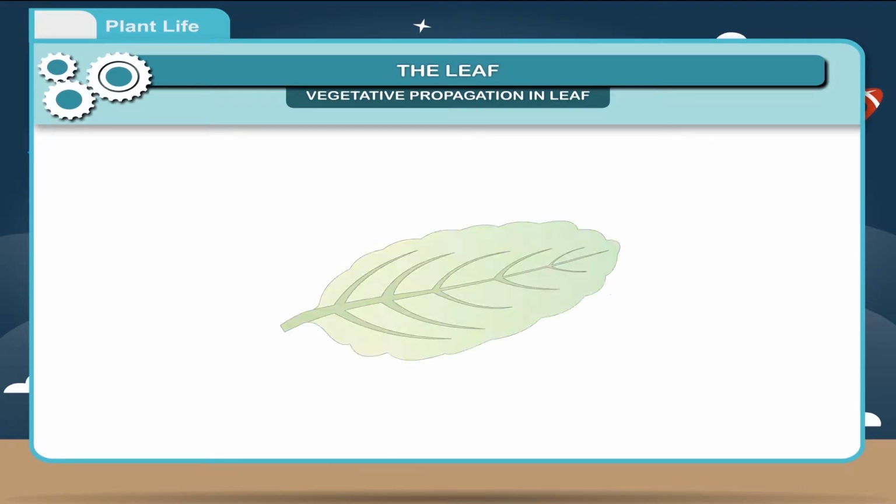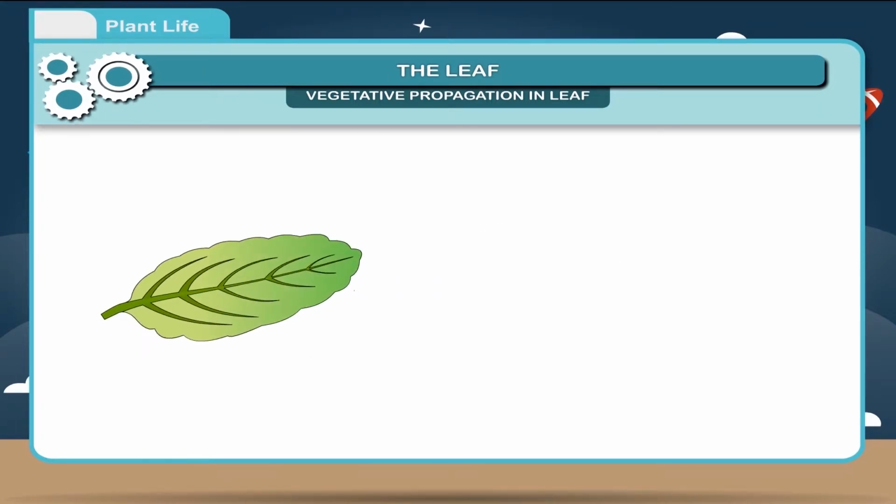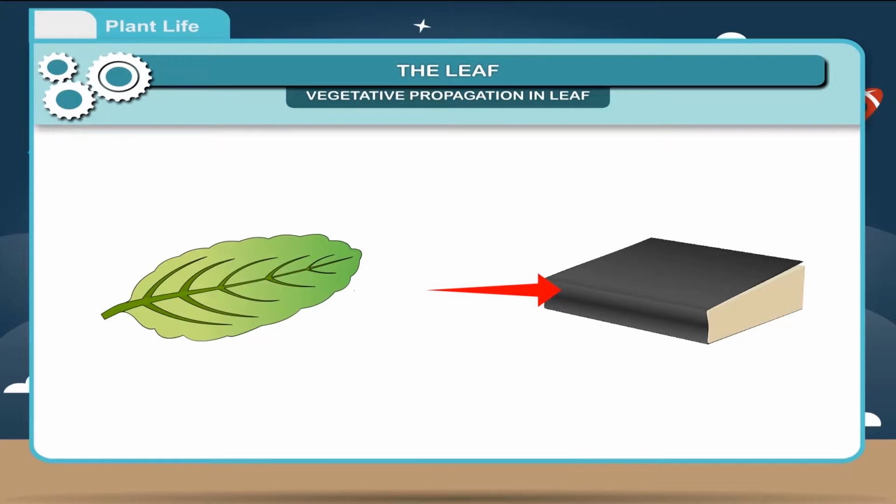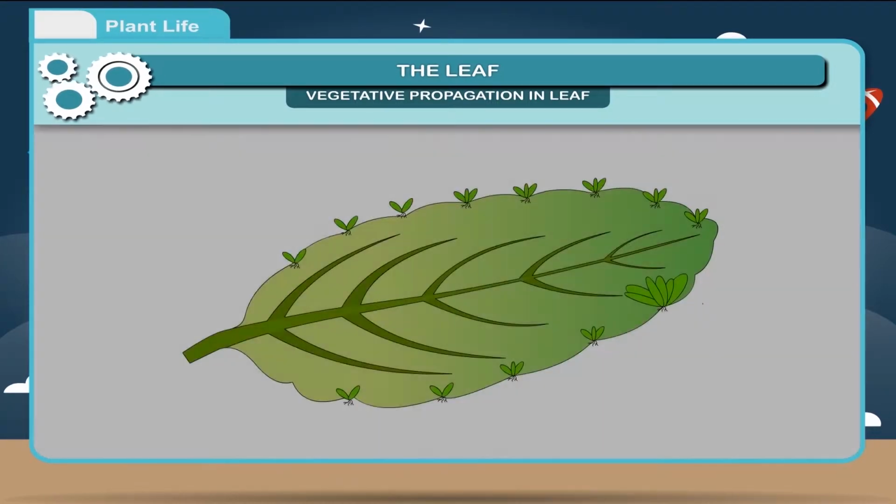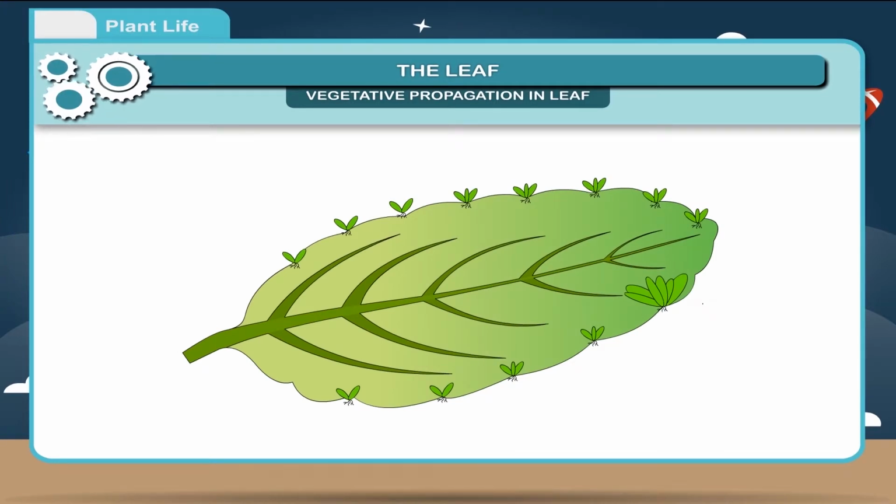Activity. Pluck a bryophyllum leaf and place it in between the pages of a book. If you see it after 2 to 3 days, you will find several new plants growing from the buds all along the edges.